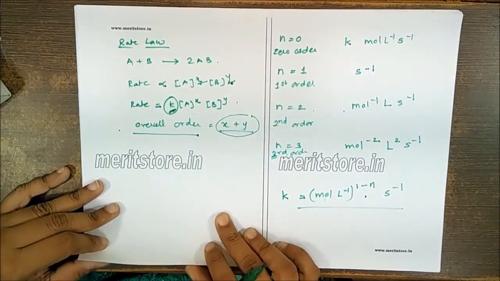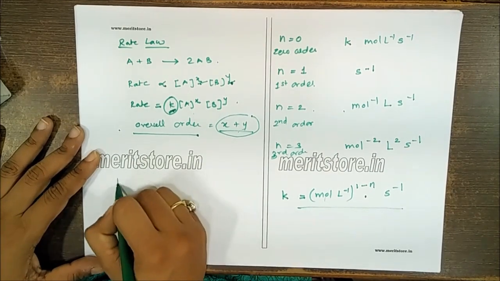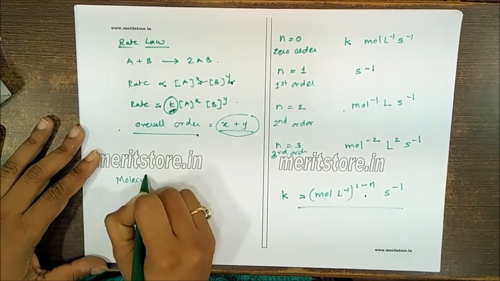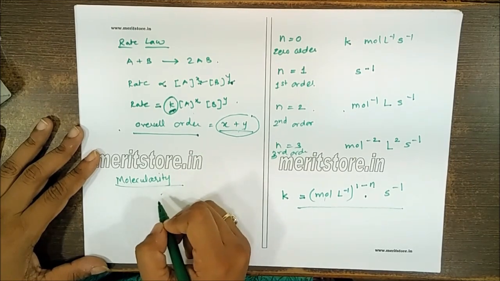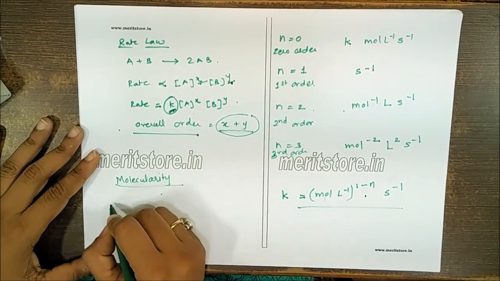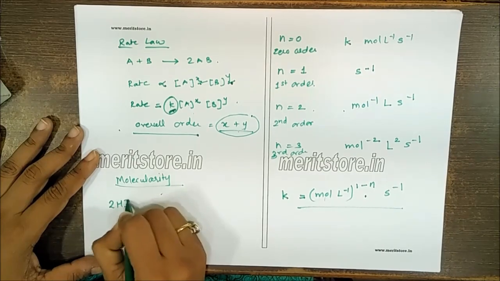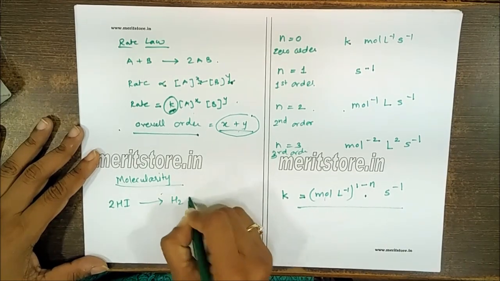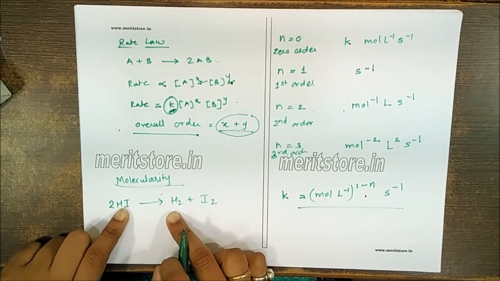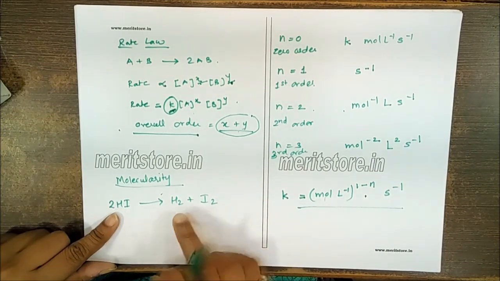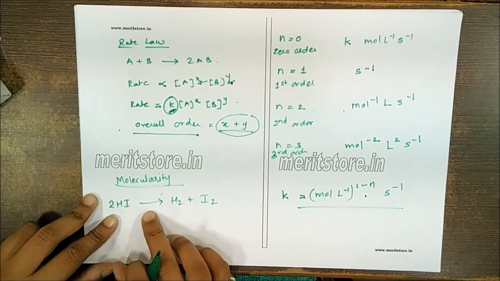The next term which is very important is the molecularity of reaction. Molecularity is the number of molecules which are actually participating in the chemical reaction. For example, twice of HI giving H2 plus I2: here two molecules of HI undergo decomposition so as to give H2 and I2. So I'll call this reaction a bimolecular reaction.